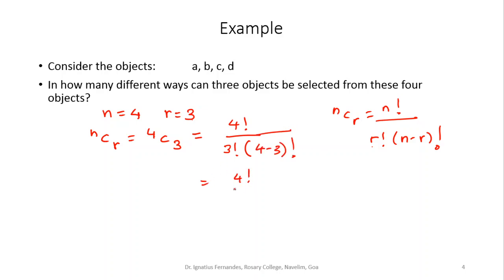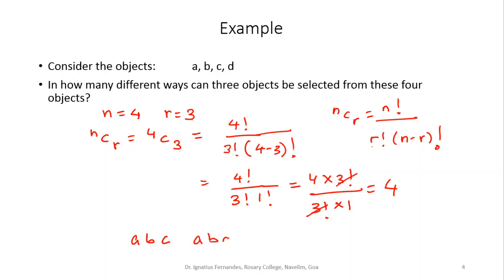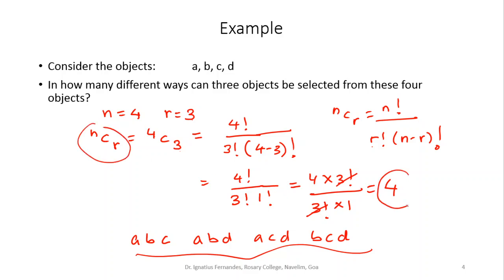Okay, so it is 4 factorial upon 3 factorial into 4 minus 3 is 1 factorial. 4 factorial is 4 into 3 factorial divided by this 3 factorial into this 1 factorial, which is 1 itself, so this 3 factorial will cancel, I'll get 4. So there are exactly 4 ways I can select 3 objects out of 4 objects, and basically it reflects to ABC, ABD, ACD and BCD. So instead of finding the number of selections manually like this, we just put it into a formula, and that will give me the answer.